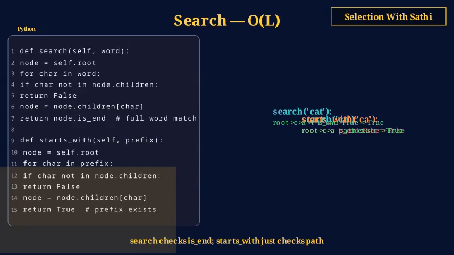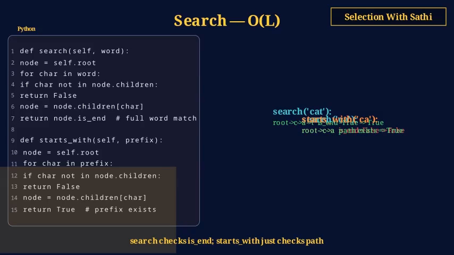Line 7, after traversing all characters, check is end. If end is true, the exact word exists. If false, only the prefix exists. For example, if we inserted car, searching for CA would return false because the node's end is not set.